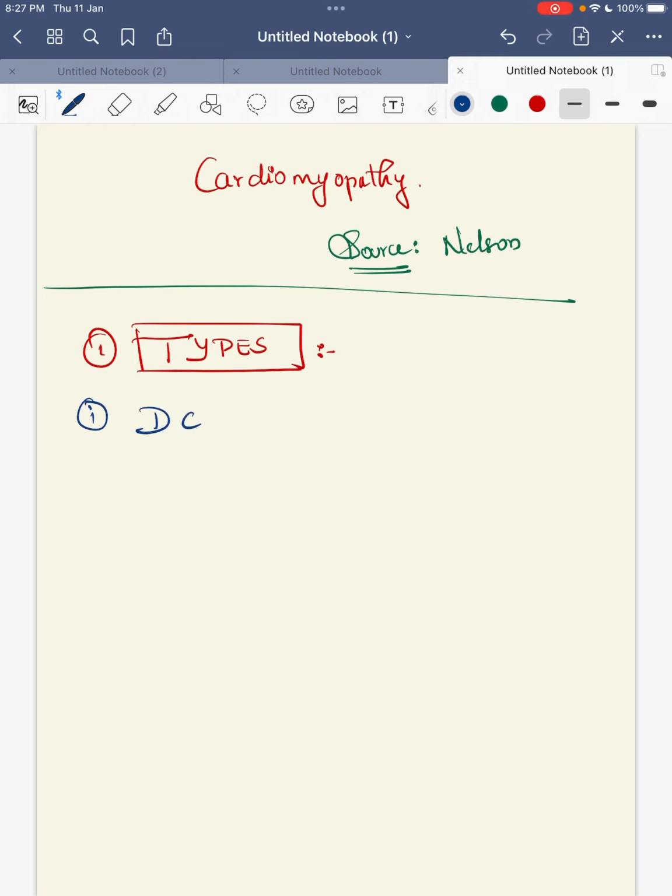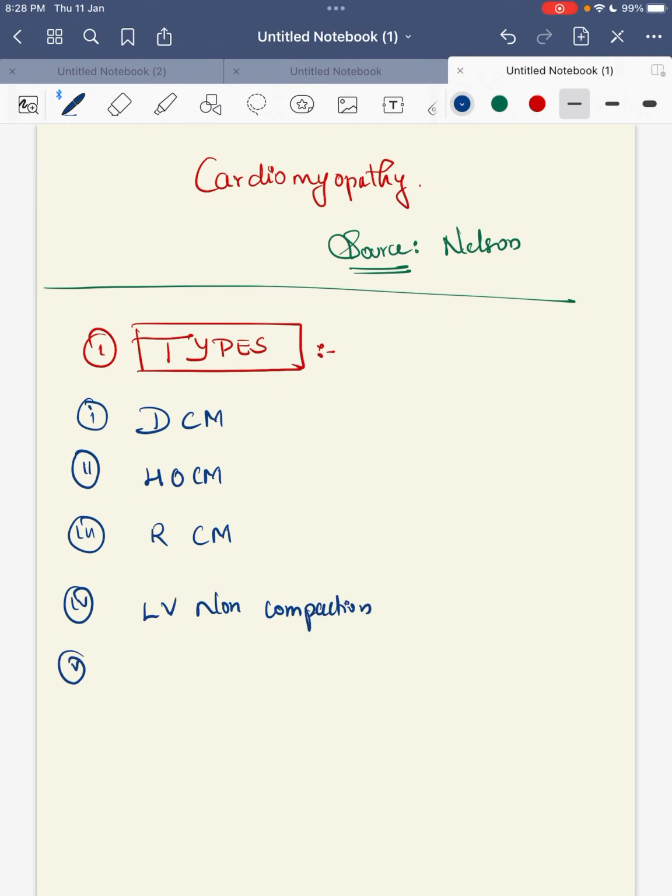First and foremost, the most common cardiomyopathy is dilated cardiomyopathy. Second is hypertrophic obstructive cardiomyopathy. Third is restrictive cardiomyopathy. Fourth is left ventricular non-compaction. And fifth is arrhythmogenic right ventricular cardiomyopathy.